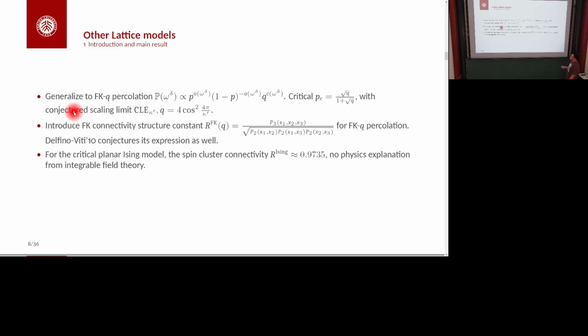And in the same paper, Delfino and Viti also give a conjecture for the FK connectivity constant, which is the ratio of the 3-point function in the same cluster divided by the square root of the product of 2-point functions. They guess the conjecture is also given by the imaginary DOZZ formula. For the spin model, like the Ising model, they also give some conjecture, but actually in the Ising case, it's still given by the imaginary DOZZ formula, but physics has no explanation of this result.